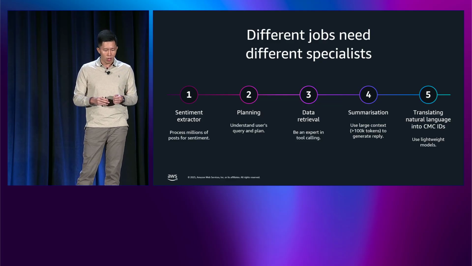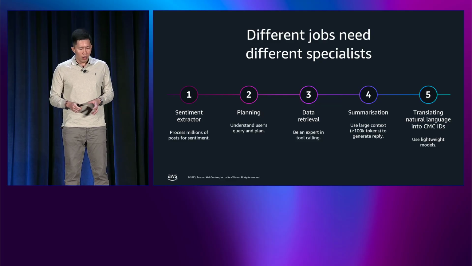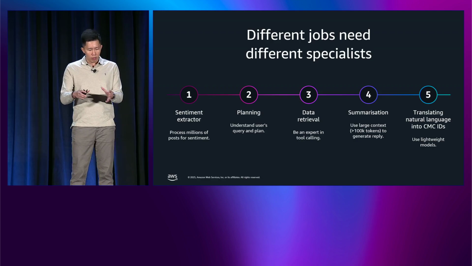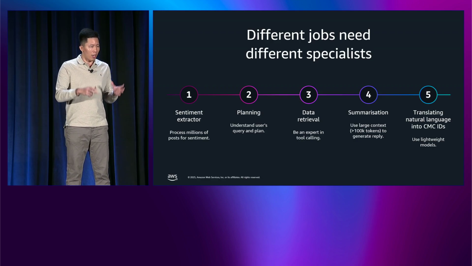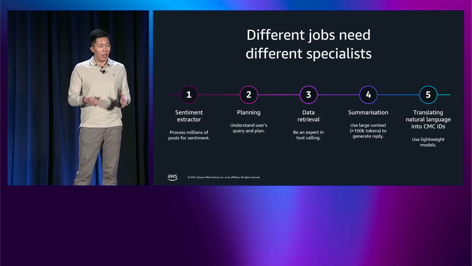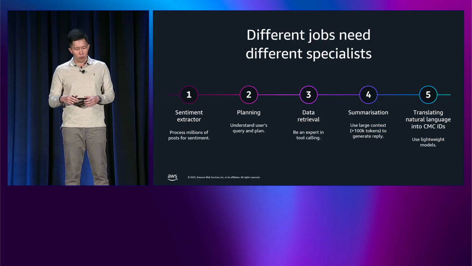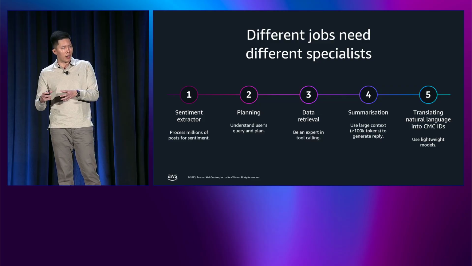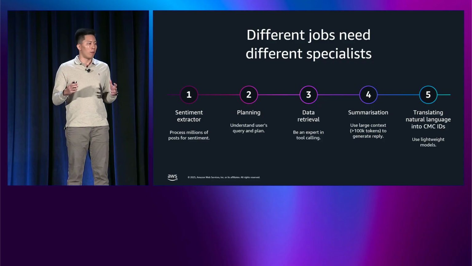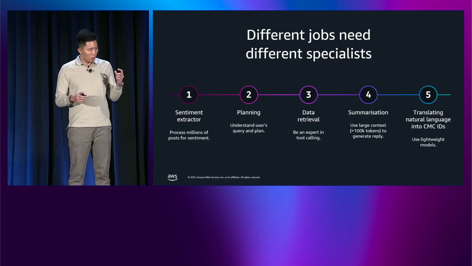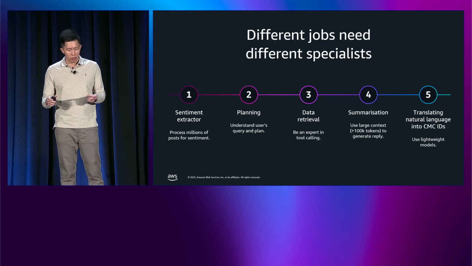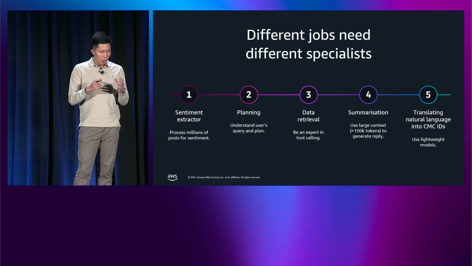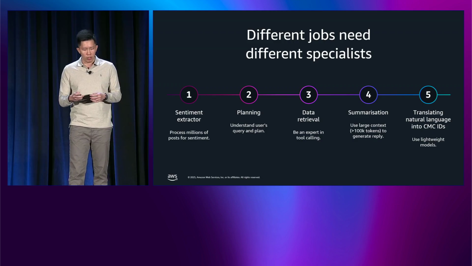The fourth is summarization. Now that we have retrieved all that data for the large language model, in this step, the LLM needs to take hundreds of pages of data and news articles and convert that into one single page of data for the user to read. And the fifth is translating natural language into CMC IDs. Because we track more than 27 million cryptocurrencies, the same name can represent many different cryptocurrencies. What we found here is that we don't need the strongest model to do this conversion. A simple chat model generally works very good for this.